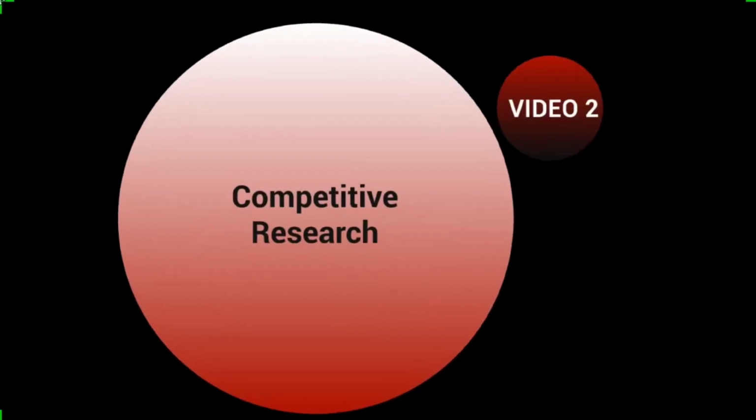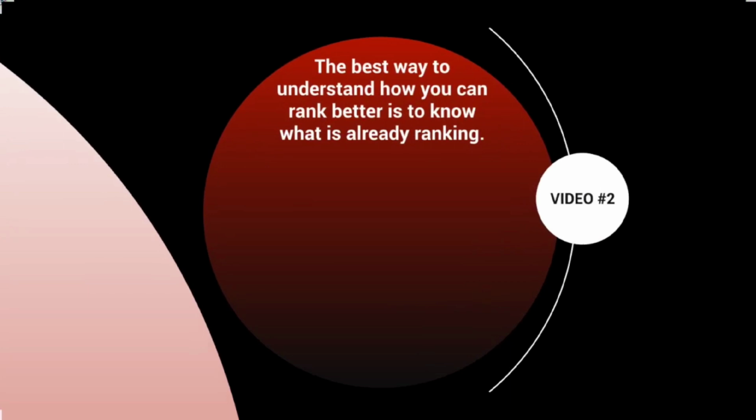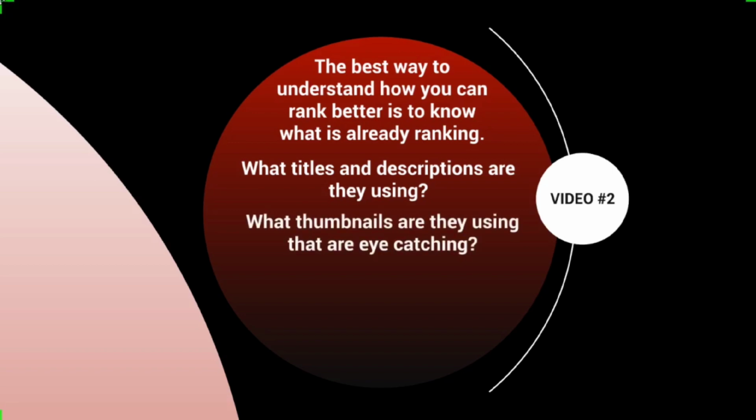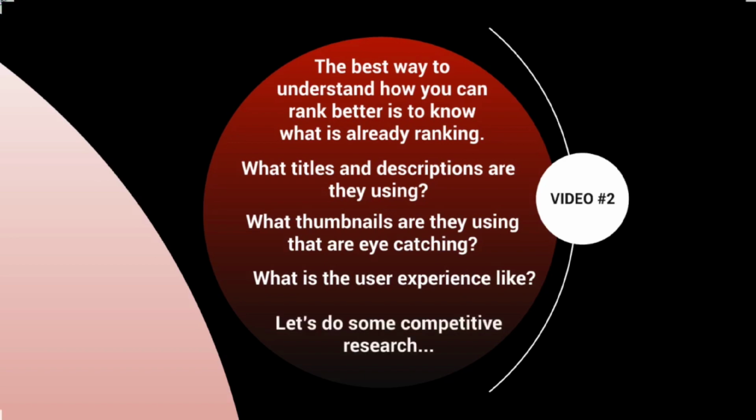So let's talk about competitive research. You see, the best way to understand how you can rank better is to know what is already ranking in your niche or your market. So what we want to do here is analyze the videos that are on the top. And I want you to specifically look at what titles and descriptions they are using, what thumbnails are eye-catching, and what the user experience is like when you click through those videos. So let's go ahead and do some competitive research.